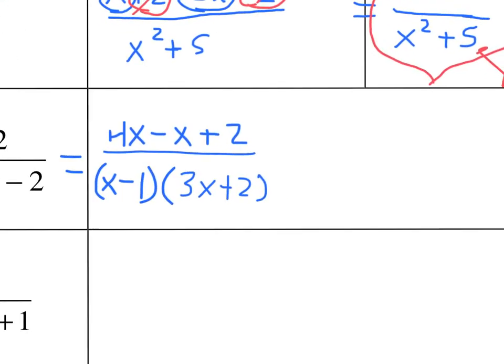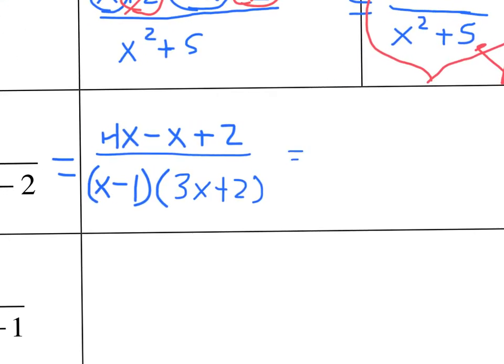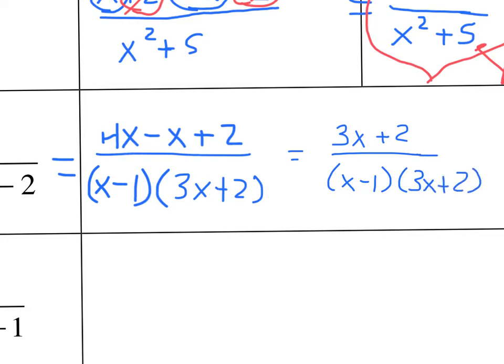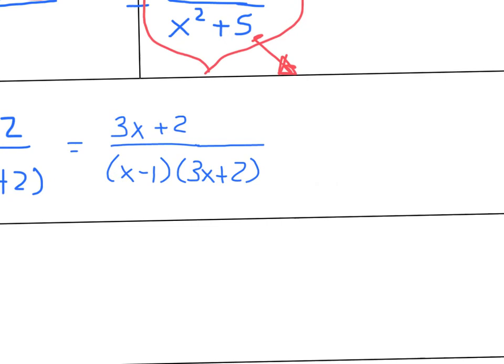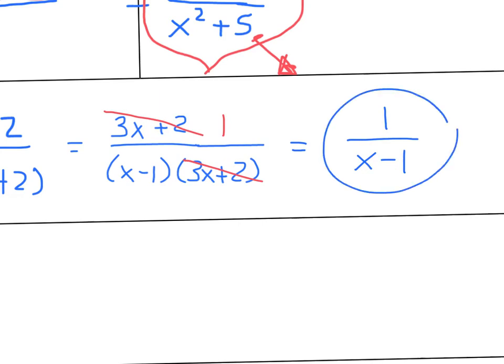Great, and now we're going to simplify the numerator to get 3x plus 2 all over x minus 1 times 3x plus 2. Now I'm going to extend my fraction bar so it stays neat. And I notice something reduces. All the 3x plus 2's reduce, and the numerator becomes a 1. So my final answer is this, 1 over x minus 1. And there we go.